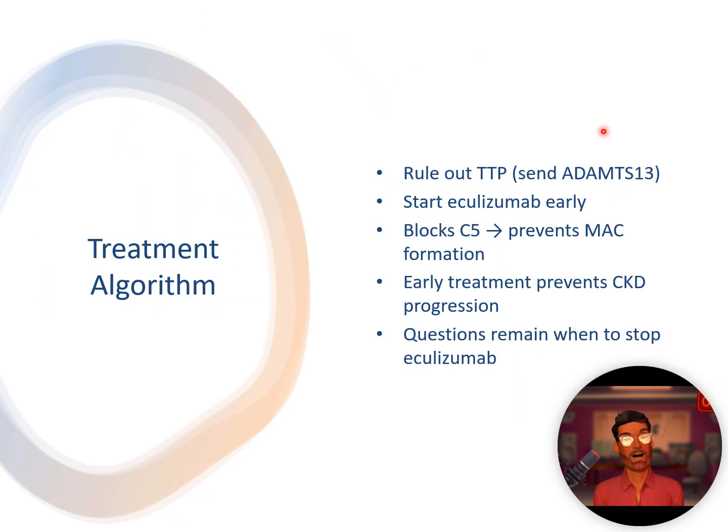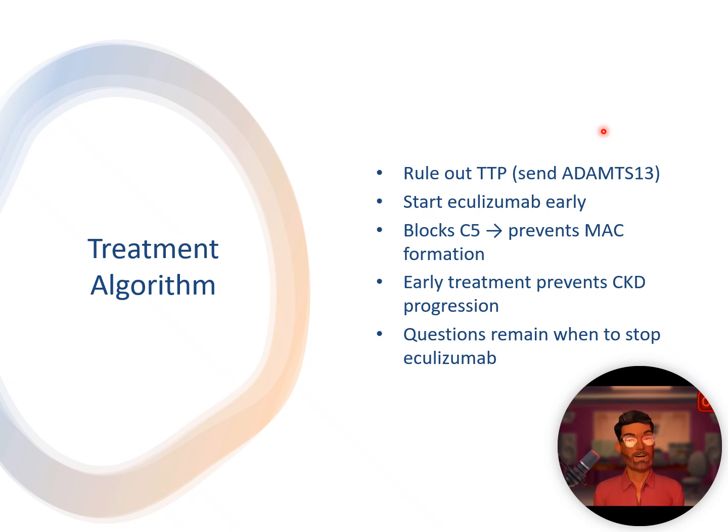What is the treatment algorithm? So you have to rule out TTP, send an ADAMTS13, but again, you can't always wait for that test to come back, so you have to go with your clinical suspicion. The genetic testing and the antibody testing for the complement factors also take a while. So again, you must go with your clinical suspicion. Unfortunately, that means starting eculizumab early, since the earlier you treat, the better the prognosis.